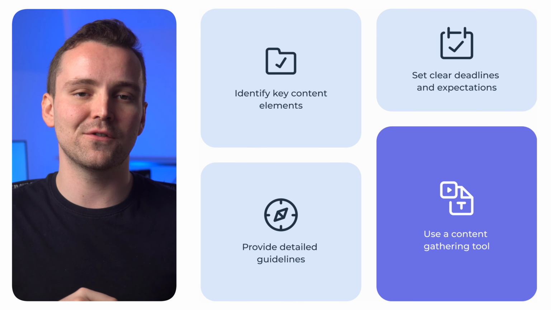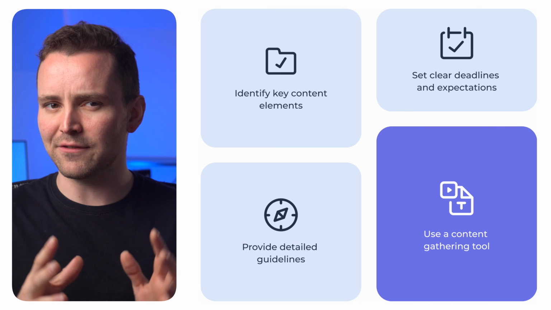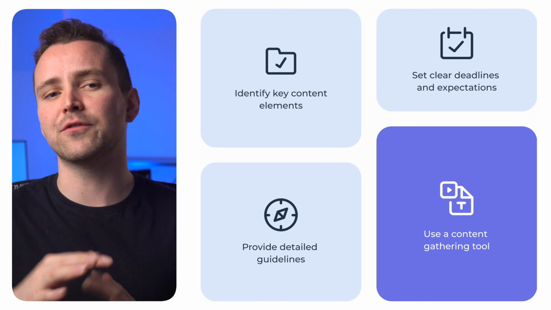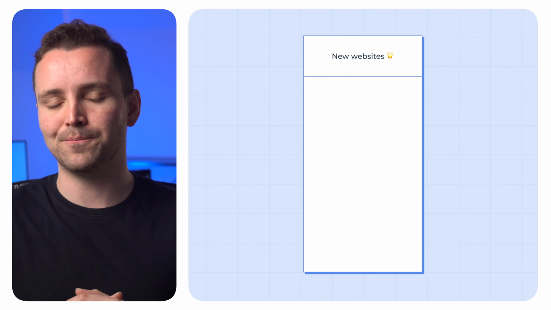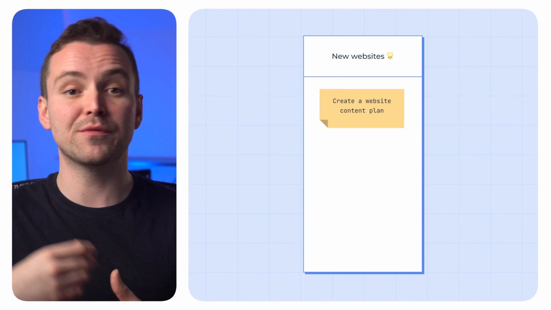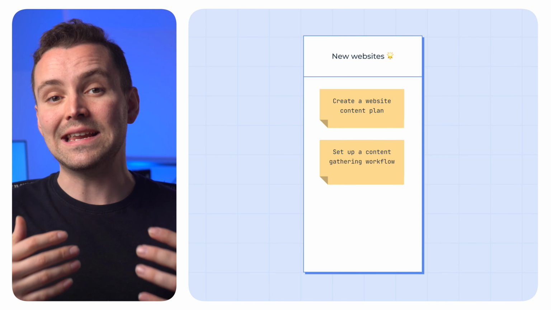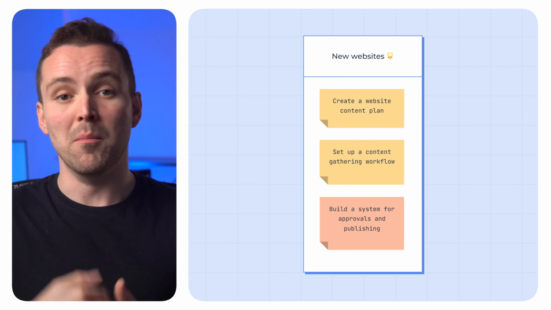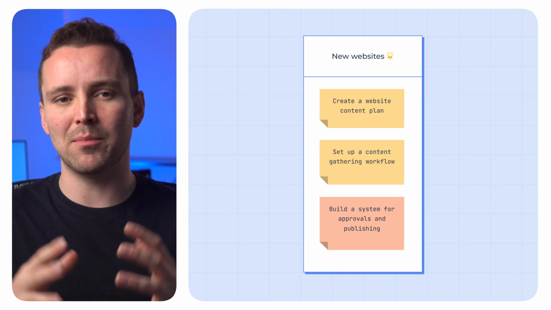Now, there is a slight difference in how you go about gathering content for a new site versus an existing one. Here it is in a nutshell. For new websites, create a website content plan to provide direction. Set up a content gathering workflow. Build a system for approvals and publishing.